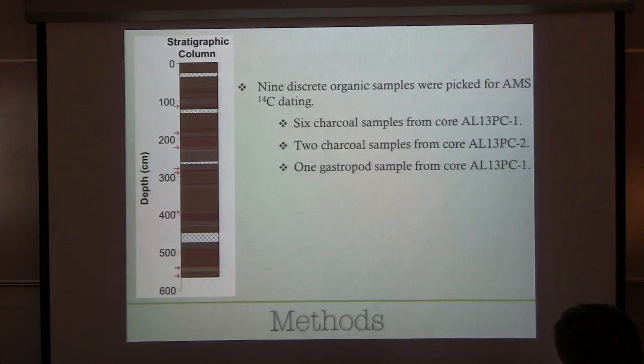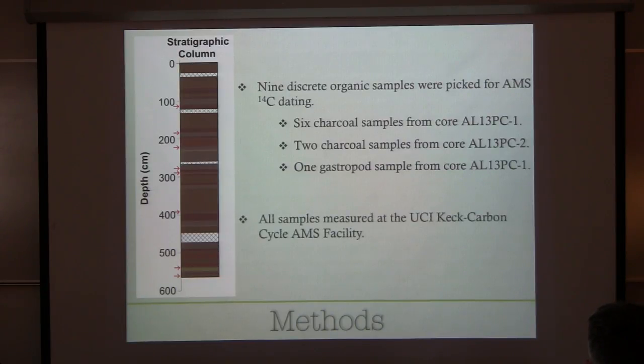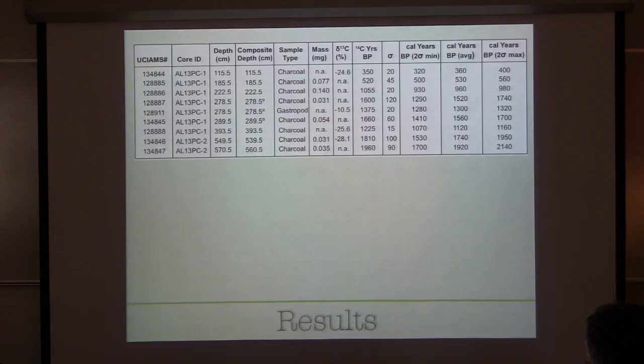We also took 9 discrete organic samples for radiocarbon dating, the location of which is shown by these red arrows here. And the location of them was determined either from key events we saw in the core or where discrete organics were visually abundant. And we took all 9 samples and took them to UCI for radiocarbon dating. So this is the table showing you the results for them.